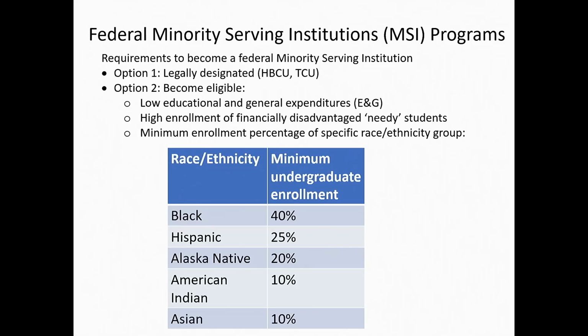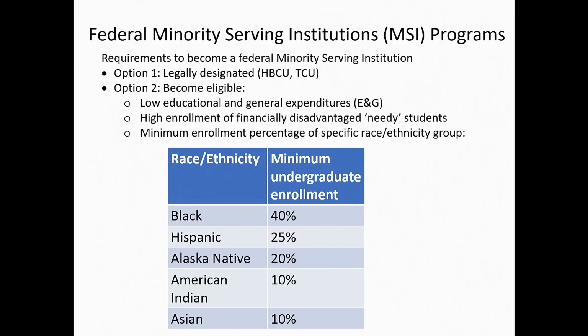So, I just mentioned this. For option one, you can be a legally designated historically Black college or university, or you can become eligible. Now, here's the key. To be a federally designated minority serving institution, most people focus on the minority enrollment piece. There actually are two other components that relate to your institution.